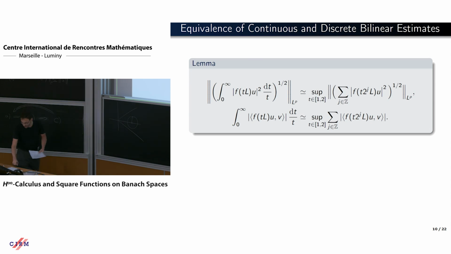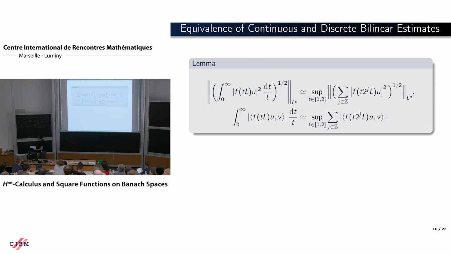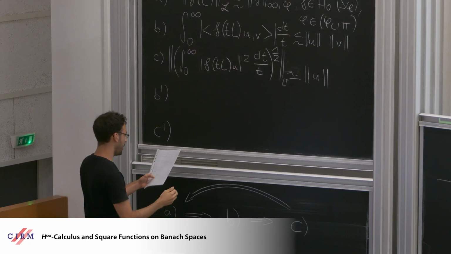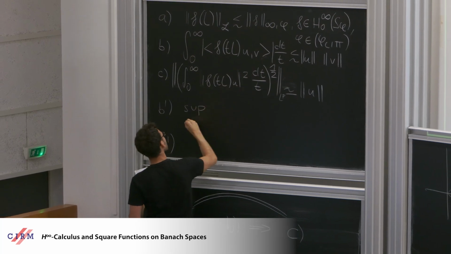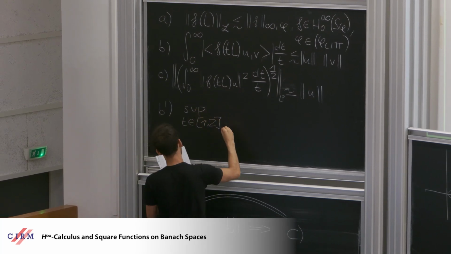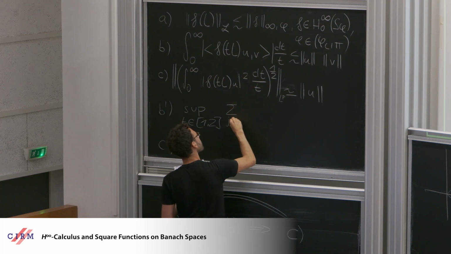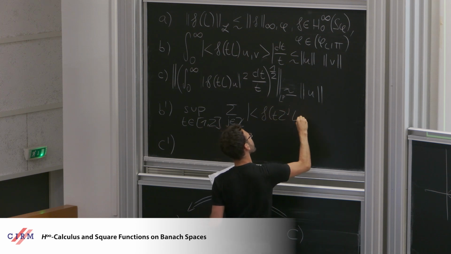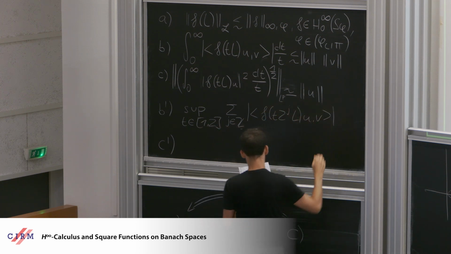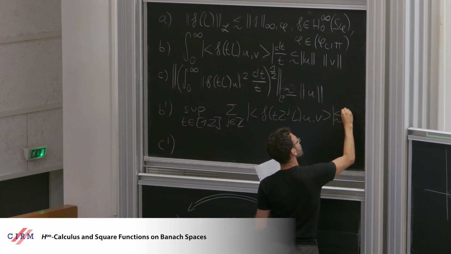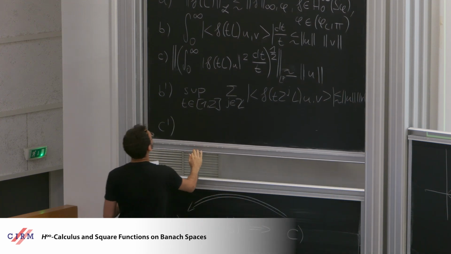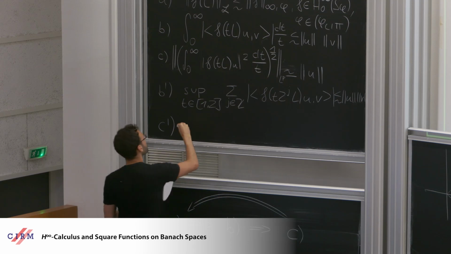So, all right. Here, we're going to supplement our notation by some B prime and C prime. B prime being the bilinear estimate in a discrete fashion: sup of t between 1 and 2, sum over j being an integer, modulus f of t 2 to the j L u v is less or equal than norm of u times norm of v. Well, and C prime being the discrete analog of our square function.